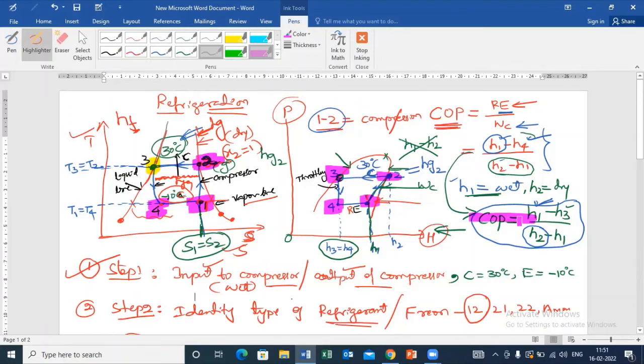Okay, let me highlight the COP formula. Finally we need to substitute here in this equation. Okay, so go to the next, H3. H3 is related to which temperature? Condenser temperature. How much is it? It is 30 degrees Celsius. So let me highlight the 30 degrees Celsius also.